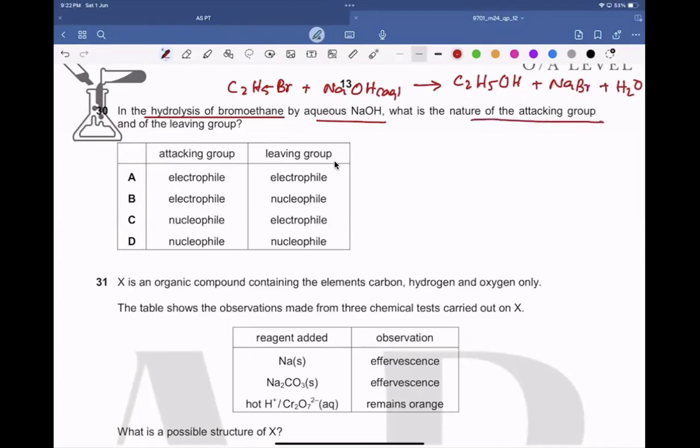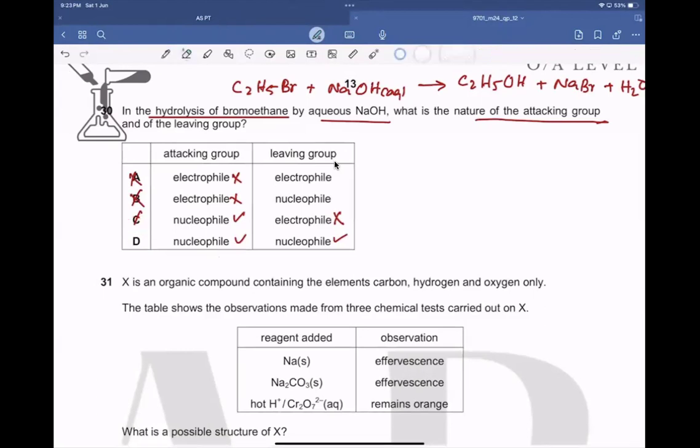What is the nature of the attacking group? So it's a nucleophilic substitution, right? So the attacking group is a nucleophile, and obviously the nucleophile replaces another nucleophile. So A goes wrong, B goes wrong, and C goes wrong, and D is the correct answer. Because D states that the nucleophile attacks the bromoethane and the leaving group is also a nucleophile. Is this question clear to all of you?